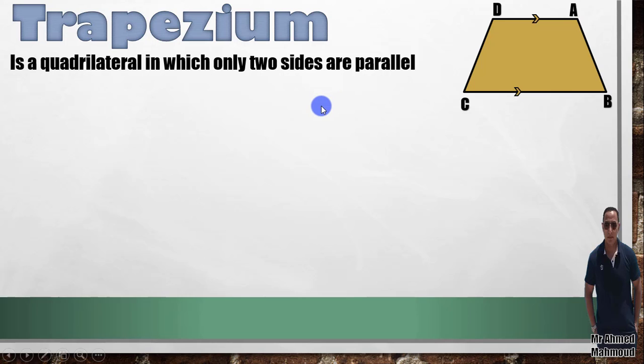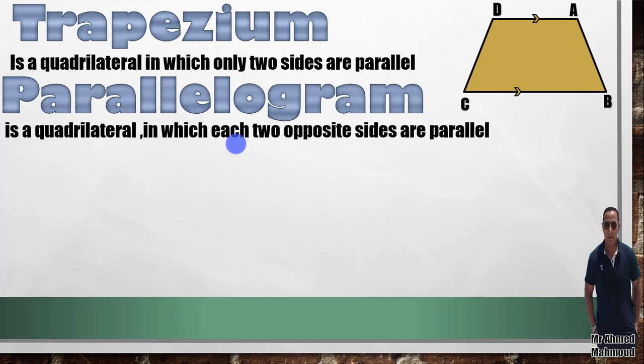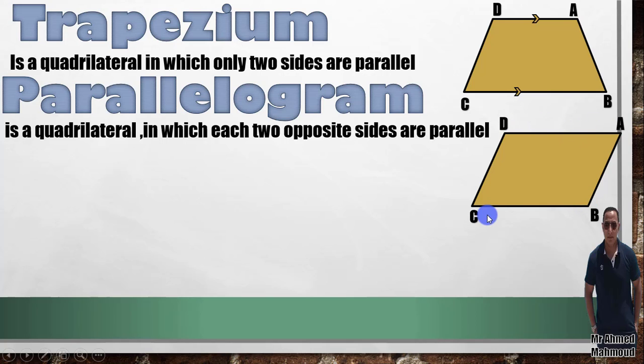Okay, now we are going to explain the parallelogram. The parallelogram is also a quadrilateral, but each two opposite sides are parallel and equal. Here in this quadrilateral we have four sides. AD and BC are parallel, and AB and DC are also parallel, so each two opposite sides are parallel. That is the difference between the parallelogram and the trapezium: in the parallelogram each two opposite sides are parallel, but in the trapezium two sides are parallel and the other two sides are not parallel.